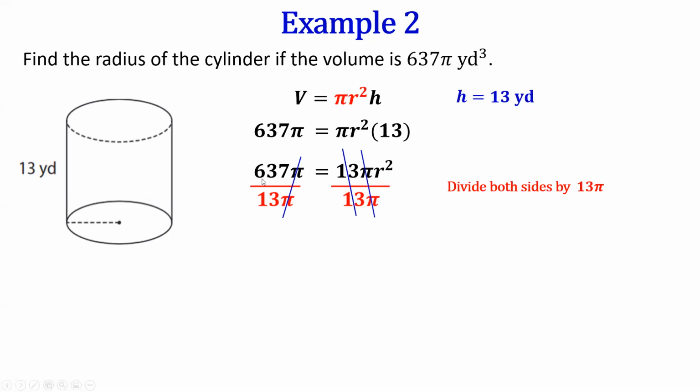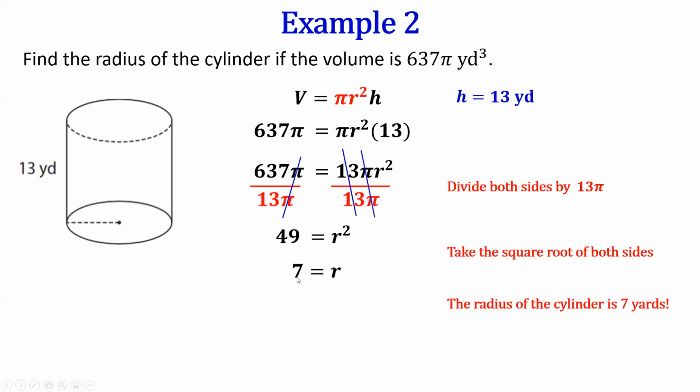And the left side, I do 637 divided by 13. That gives me 49. And now I have to get rid of the square. Remember when we do Pythagorean theorem, to get rid of a square, we take the square root of both sides. And when you take the square root, the square root of 49 is 7 because 7 times 7 is 49. And the square root of r squared is r because r times r is r squared. So we now know that the radius, once again, since I didn't put my units, I'm going to mention them in the end. The radius of the cylinder is 7 yards.